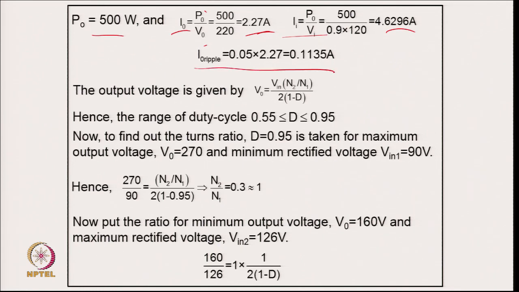4.6296, and the ripple current corresponding to that will be 0.1135, because that is 5% of this current typically. And the output voltage range given from the relation from V equal to 1 to 1.